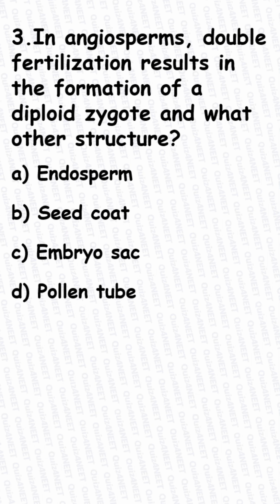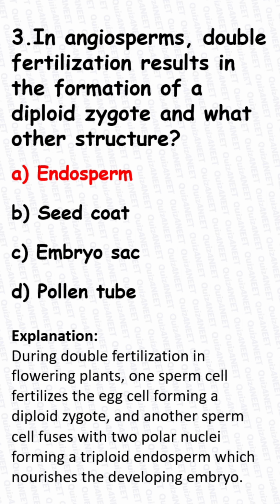Question 3. In angiosperms, double fertilization results in the formation of a diploid zygote and what other structure? A. Endosperm, B. Seed coat, C. Embryo sac, D. Pollen tube. Answer: A. Endosperm. Explanation: During double fertilization in flowering plants, one sperm cell fertilizes the egg cell, forming a diploid zygote, and another sperm cell fuses with two polar nuclei, forming a triploid endosperm, which nourishes the developing embryo.